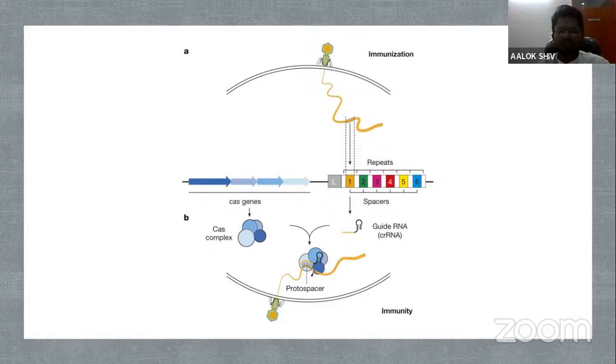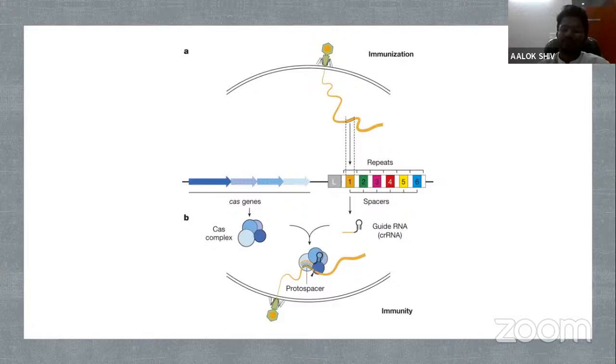For example, the first time a virus attacks a particular bacteria, but after subsequent attacks, say three to four times, what happens? The genomic part of the virus will integrate into the DNA of the bacteria, and when the virus attacks the bacteria again, what happens? The portion which was there in the genome of the bacteria is transcribed, and because this part is already present in the bacteria, it will show homology with the virus.